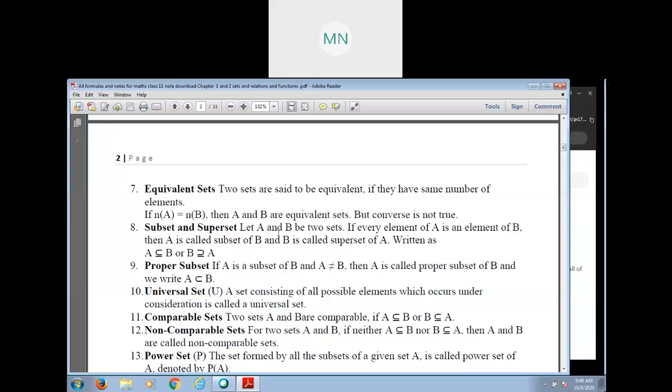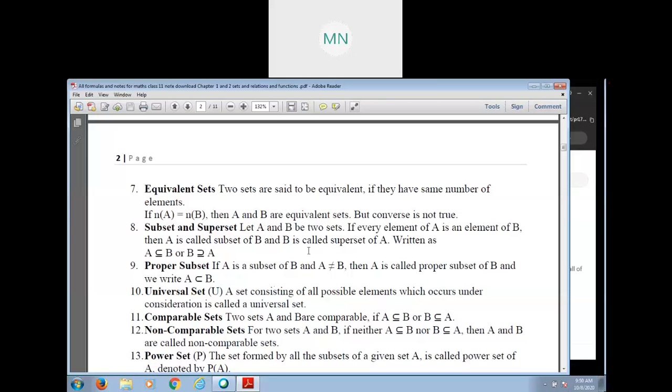Suppose A and B are two sets. We consider A equals A, B, C. A is a set that contains the elements A, B, C, and B is another set that contains the elements A, B, C, D, E, F. Now see that every member of A is contained in B. So every member of A is contained in B, so we can say that A is a subset of B and B is the superset of A.